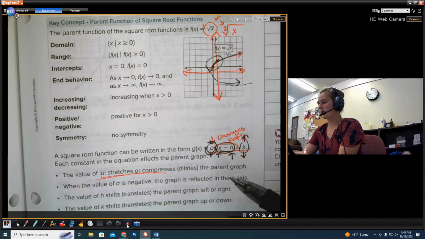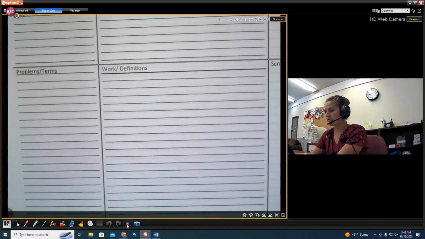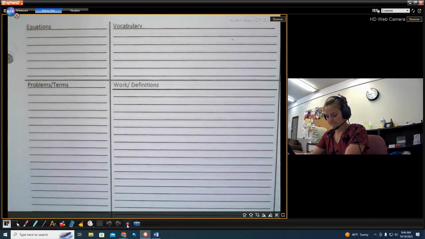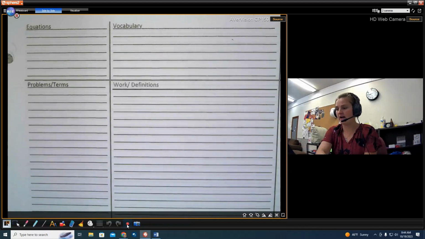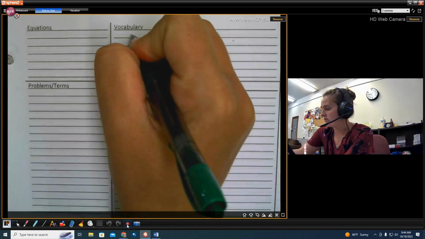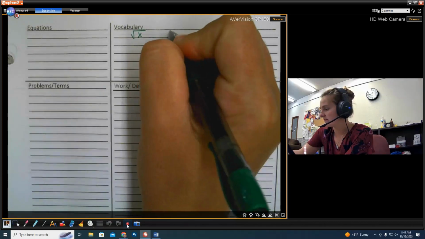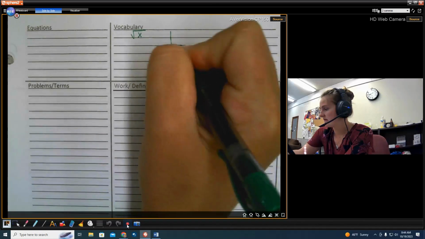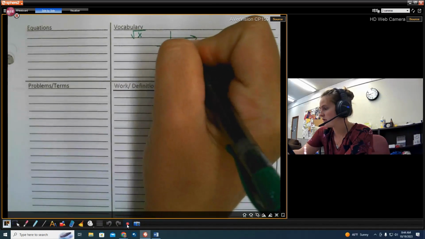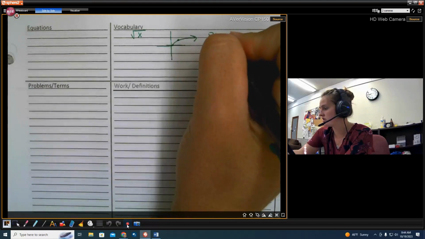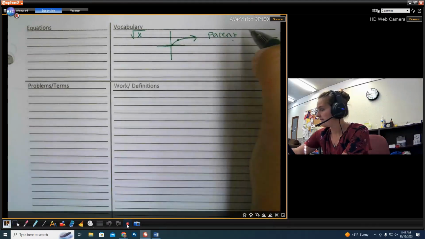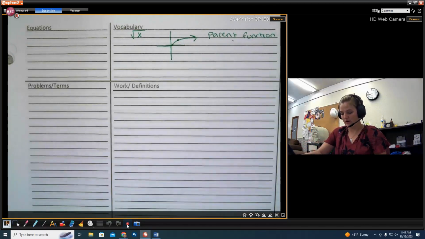Okay, let's do some problems from your book on our note paper. So make sure you have your own note paper out so that you can do this. Okay, and in my vocabulary portion in green, I am just going to write that the square root function of x looks like this, so that I know what my parent looks like. This is the parent function. That'll make it easier to remember.